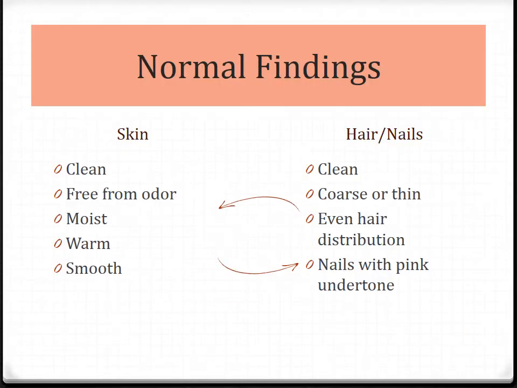Normal findings of the skin: it should be clean, and hair too, and nails, they should be clean, free from odor. With the hair, there should be even distribution. The nails should be pink undertone. They should be free of odor. With the skin, should be moist, warm, and smooth. Remember, in assessing dark skinned patients, you need to have really good tangential lighting. Note hygiene, color, and also their anxiety, their reaction as you are assessing their skin, hair, and nails.